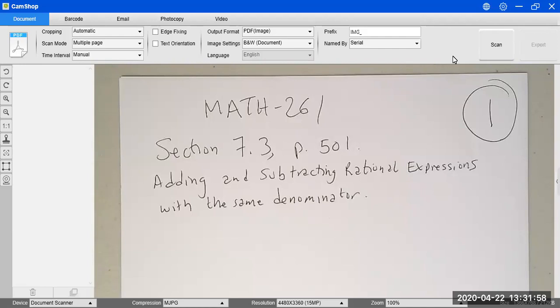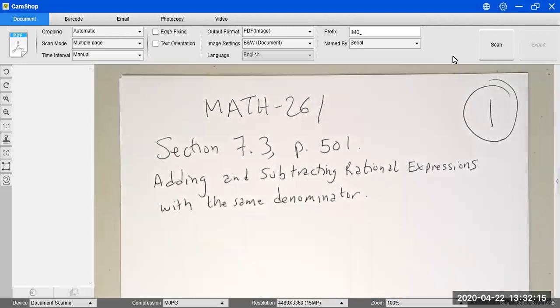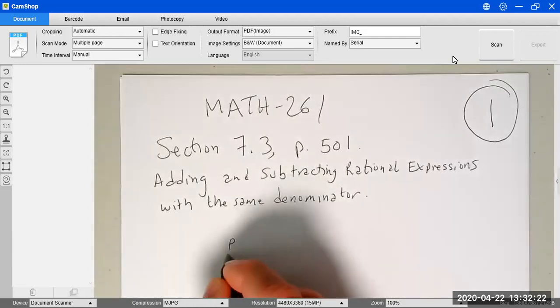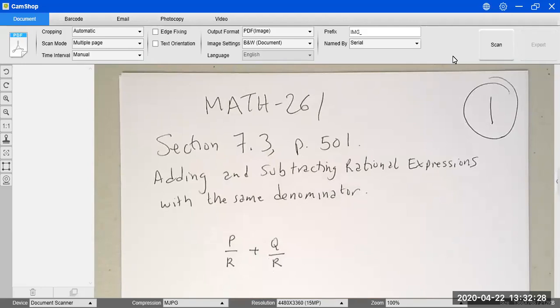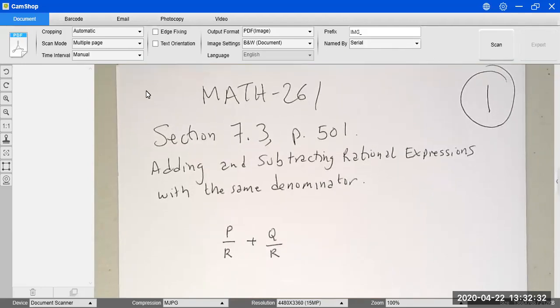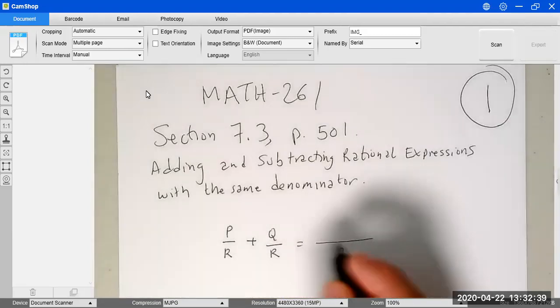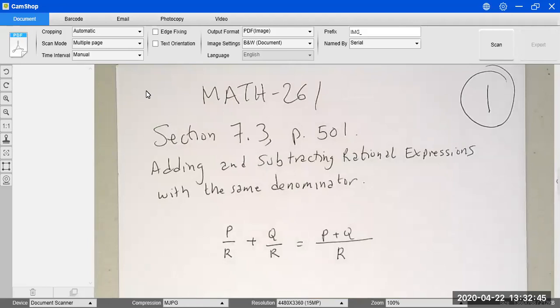So we started with section 7.3 on page 501 about adding and subtracting rational expressions with the same denominator. On that page in your book, you're going to see just a formula, which is very similar to the formula that you have when you are adding fractions with the same denominator. For example, you have P over R plus Q over R, and in this case you only need to get the common denominator, which is R, and you add the numerators, so you just write P plus Q, and you do all the simplification that you're going to need to work on.